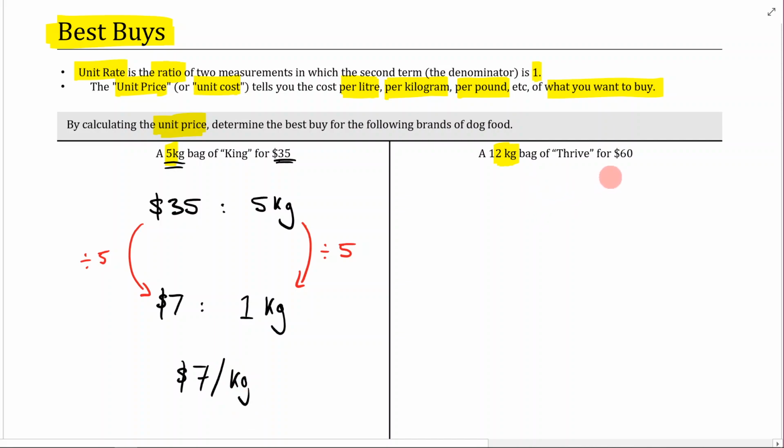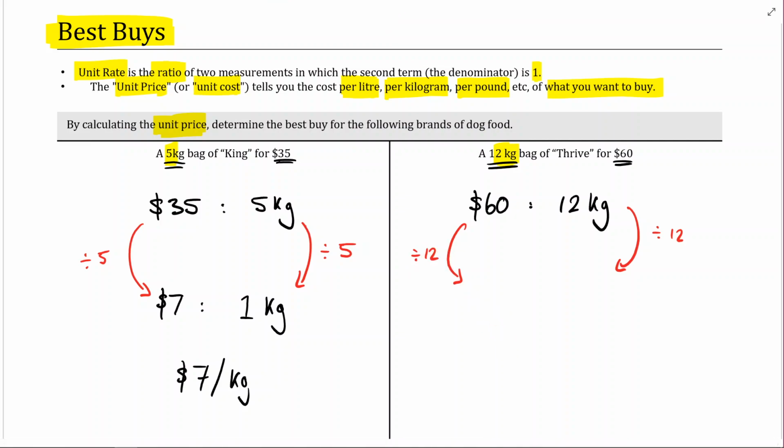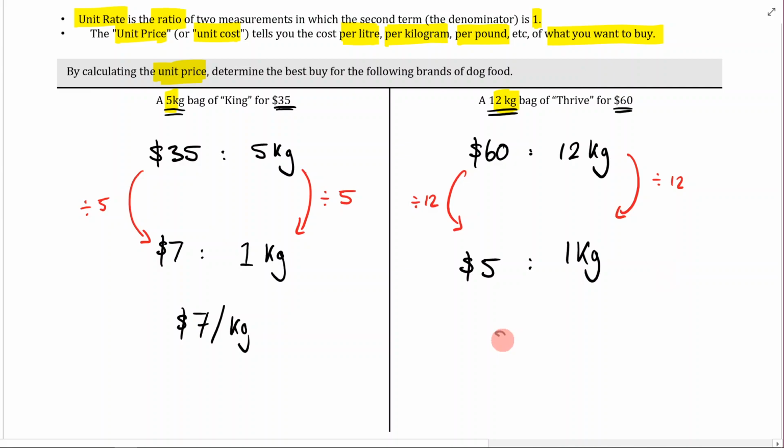We come over here and we do the same thing. I have $60 for 12 kilos. So I go $60 for 12 kilograms. And then I divide this by 12. I divide this by 12. And the reason why I'm doing that is because I want this side to be 1 kilogram. And 12 divided by 12 is 1. So that's what we're after. We want this just to be 1. So that's why I divided both sides by 12 there. 60 divided by 12 is going to be $5. So that means this one is $5 a kilo.